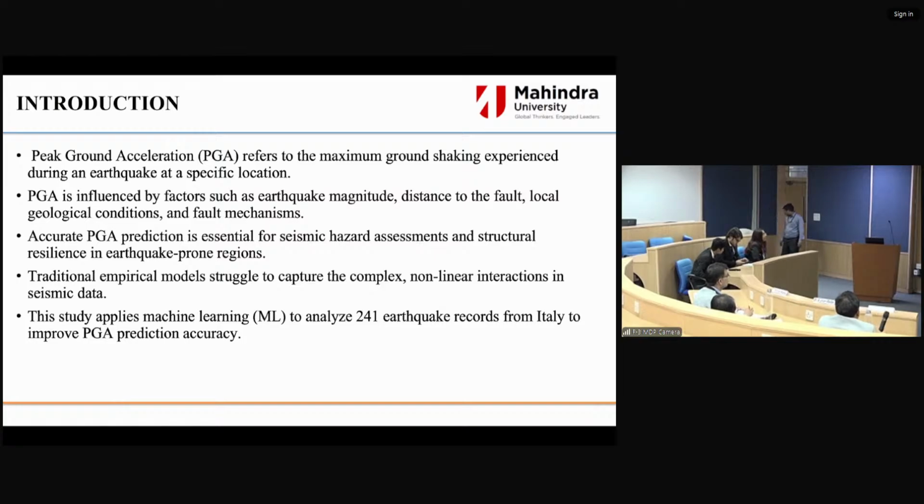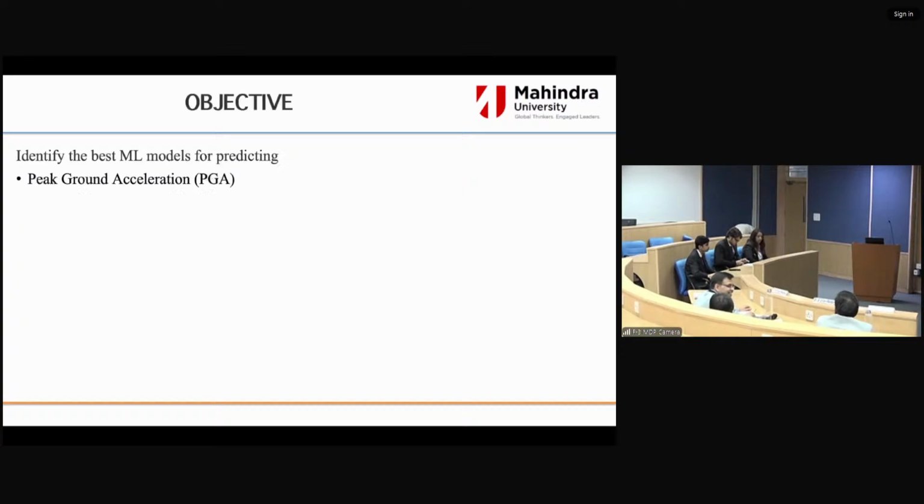PGA represents the maximum ground shaking during the earthquake and is crucial for seismic hazard assessment. It depends on factors like earthquake magnitude, distance to the fault, geographical conditions, and fault mechanisms. Traditional models struggle to capture these complex interactions, so we apply machine learning to improve prediction accuracy using 241 earthquake records from Italy. With that in mind, let's move on to the objective of the study.